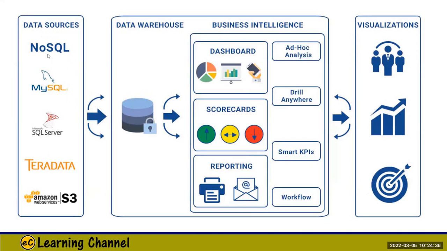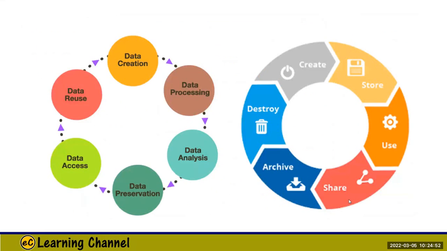So here is a complete toolkit, from data sources like NoSQL and MySQL, to data warehouse tools, data dashboards, scorecards, and reporting. The whole thing is the tool package for data science. Data science also has a life cycle around data creation, data processing, data analysis, data preservation, data access, which is also data storage, data archiving, and then data reuse. This is the life cycle for data science.